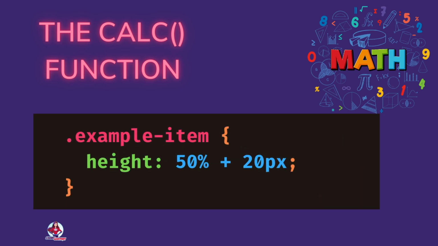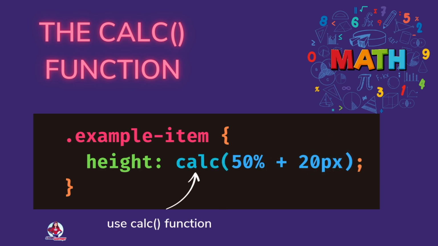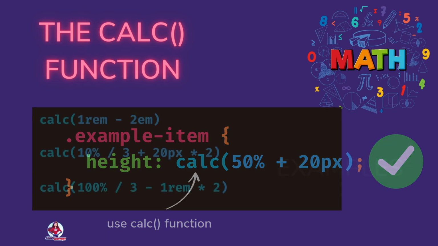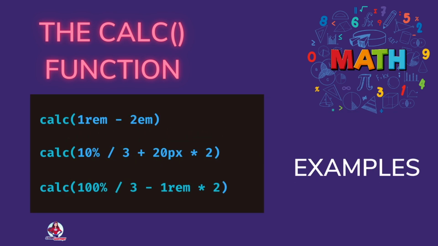Let's say you want an element to have a height of 50%, but also want to add an extra 20 pixels. Writing it in this way won't work. The browser can't understand it. However, using the calc function makes it possible. The browser will understand and even do the math for you. The beauty of calc is its flexibility. You can use different units together, percentages with pixels, ems with rems, and more. It's like having a mini calculator right inside your style sheet.